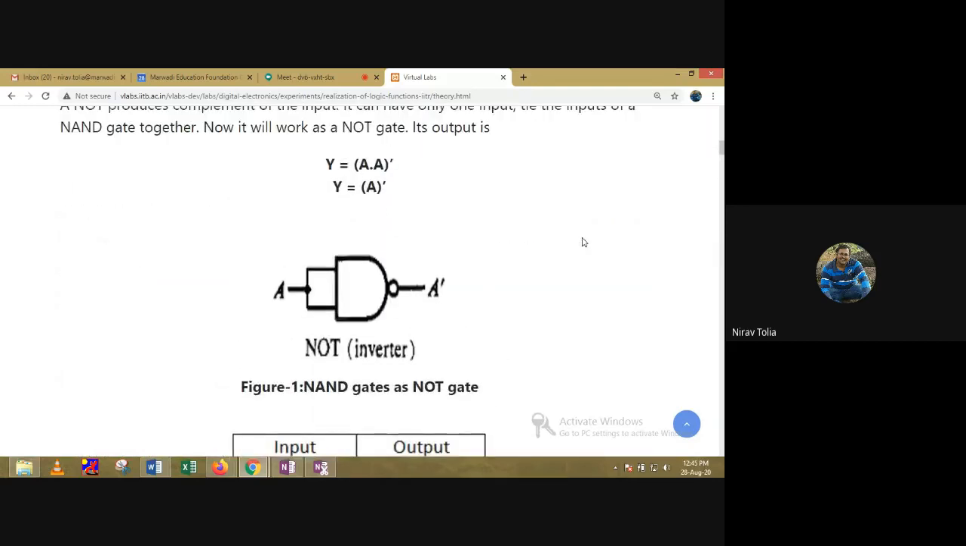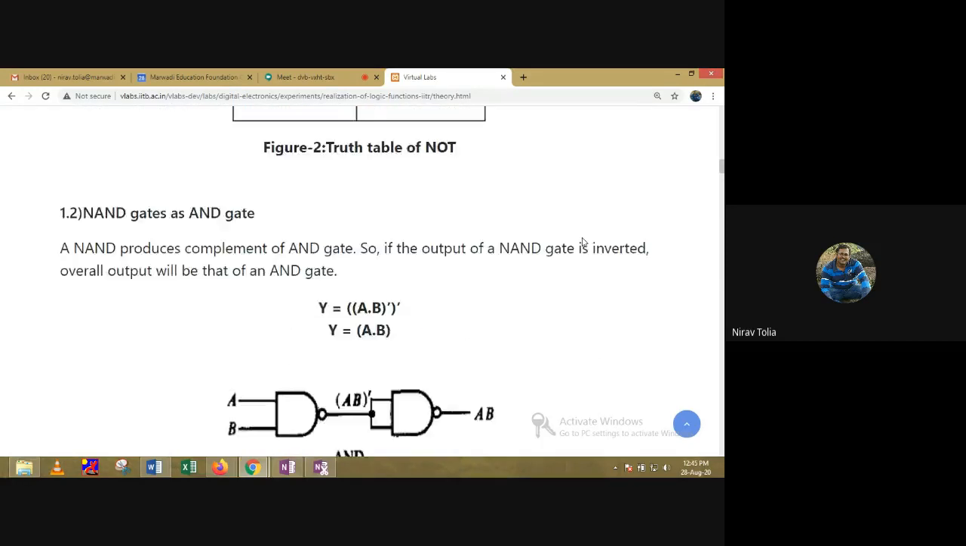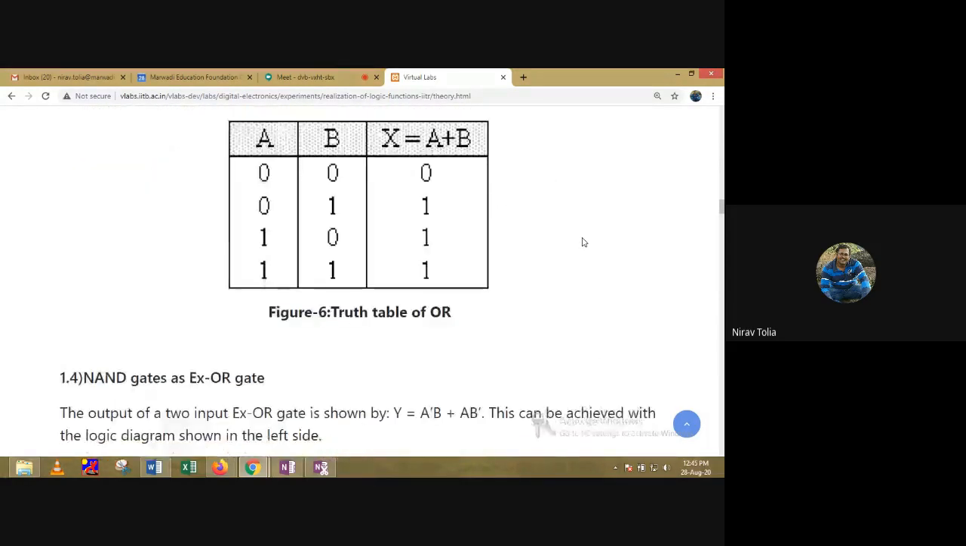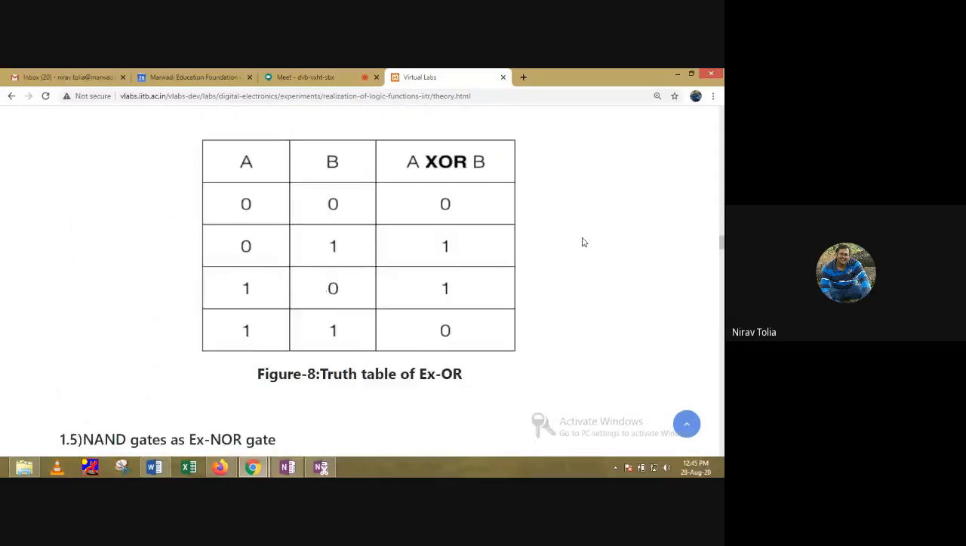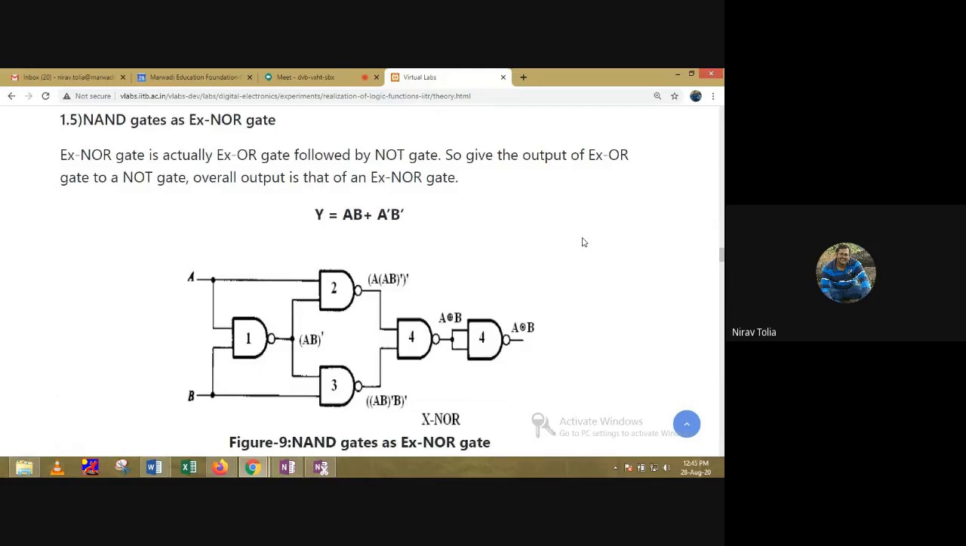So this is the figure of the NAND gate, which we can use as a NOT gate. Then we can use a NAND gate for the AND gate. Then we can use a NAND gate for the OR gate. Then we can make an exclusive OR gate using NAND gates, and then we have exclusive NOR by using NAND gates.